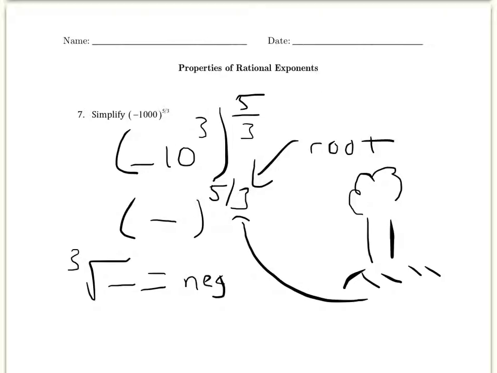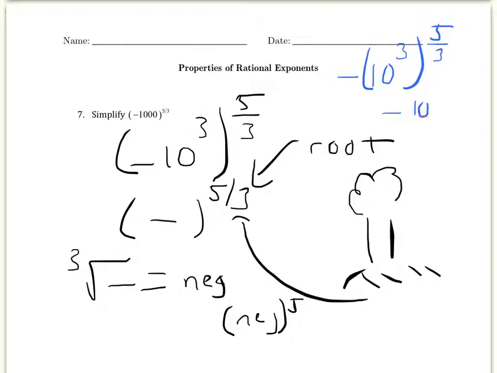So we get a negative number, and we raise it to the 5th. A negative multiplied by itself an odd number of times is negative. So in this problem, I know my answer is going to be negative. Let me use blue. So the answer is going to be negative, and then I have 10 to the 3rd to the 5/3. Well, 3 times 5/3 is 5, so I have a negative number, 10 to the 5th, that's negative 1, 2, 3, 4, 5. Negative 100,000.